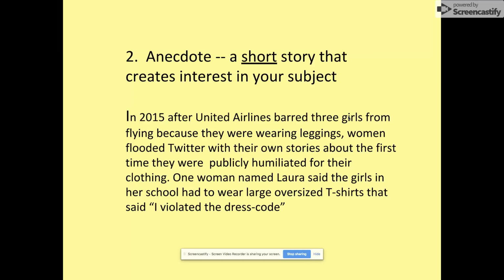Number 2, an anecdote. This is a short story that creates interest in your subject. The emphasis is on short. So in 2015, after the United Airlines barred 3 girls from flying because they were wearing leggings, women flooded Twitter with their own stories about the first time they were publicly humiliated for their clothing. One woman named Laura said the girls in her school had to wear large, oversized t-shirts that said, "I violated the dress code."